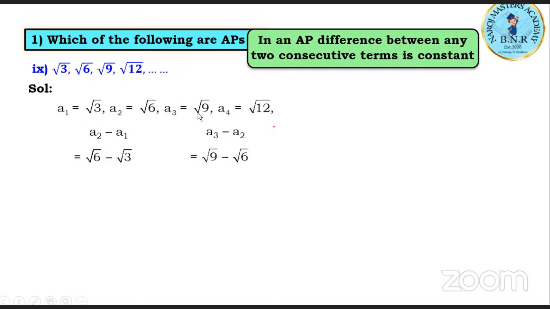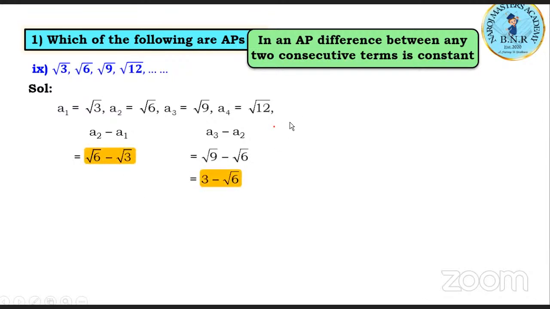What is the value of A3? My root 9. What is the value of root 9? 3, sir. 3, very good. So here 3 minus root 6, is it right? Yes, sir. Directly we can say that the difference is not constant, so the series is not an AP.